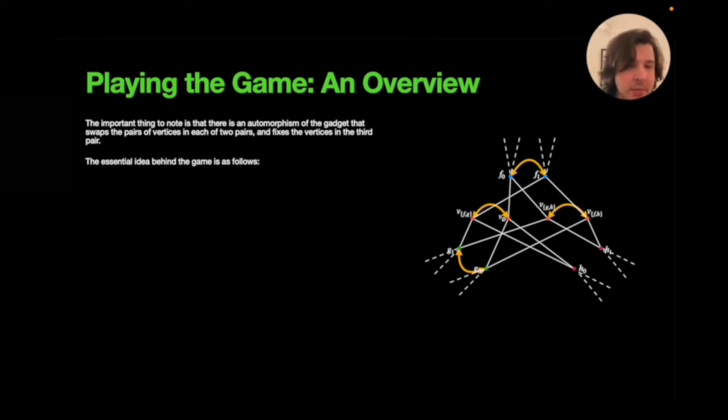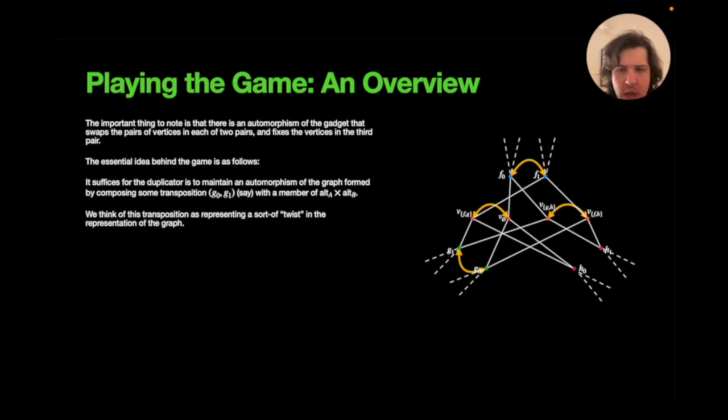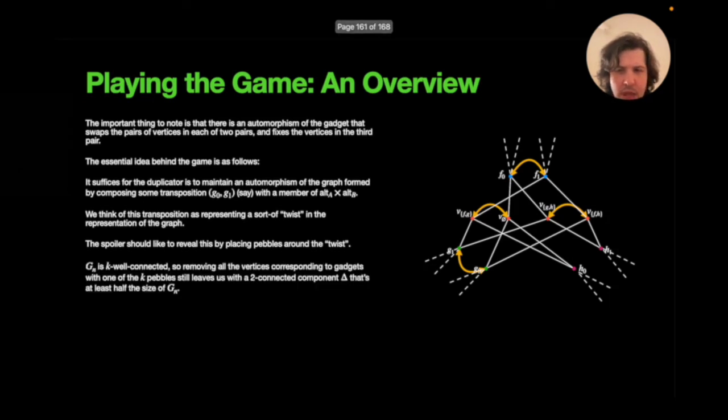An essential idea behind the game uses this feature, but let me discuss how the game works. The idea is that it suffices for the duplicator to maintain an automorphism of the graph formed by composing some transposition, say G0, G1, with a member of Alt A cross Alt B. And we think of this transposition, this G0, G1, as representing something like a twist in the graph, or if I'm trying to be specific in the representation of the graph, say in the matrix. And so the spoiler would like to reveal this by placing pebbles around the twist. And so what the duplicator does is avoid that by essentially hiding the twist.